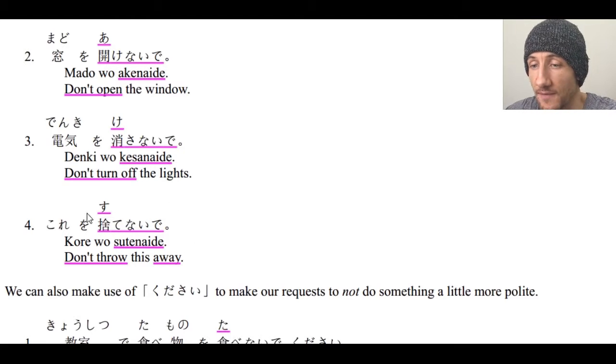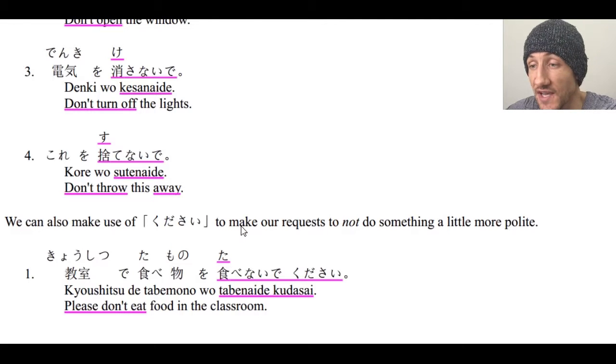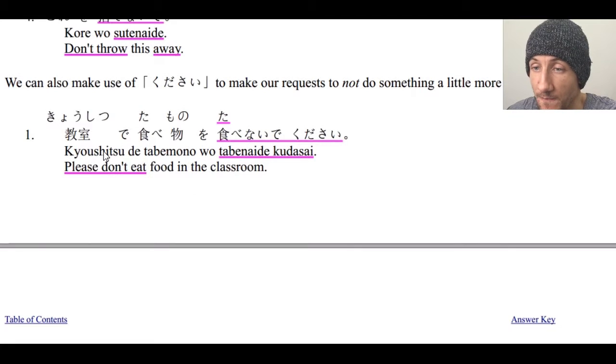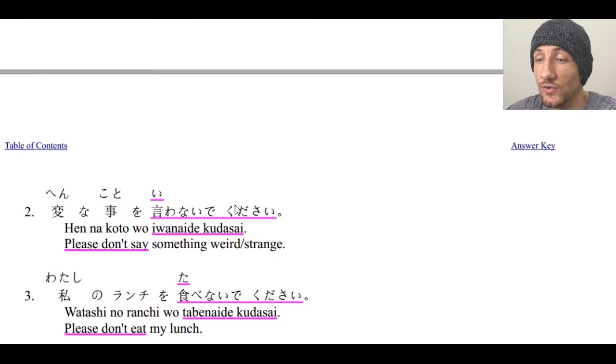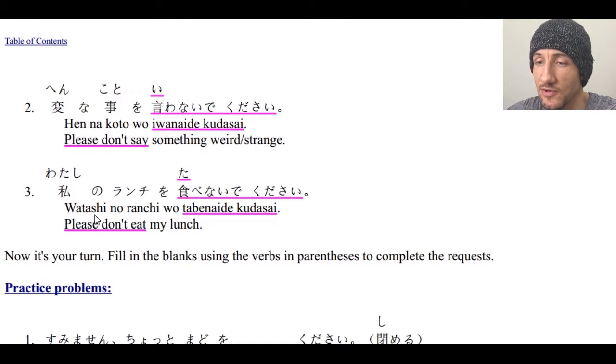We can also make use of ください to make our requests to not do something more polite. So we can say, for example, 教室で食べ物を食べないでください。So please don't eat food in the classroom. Or number two, 変なことを言わないでください。So please don't say something weird or something strange. And number three, 私のランチを食べないでください。Please don't eat my lunch.